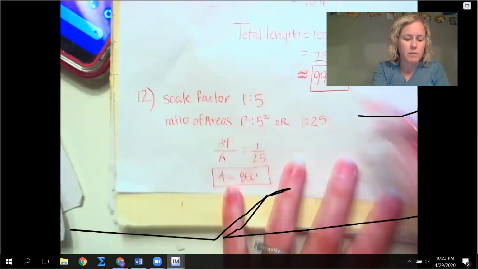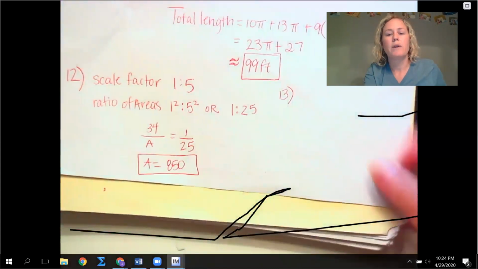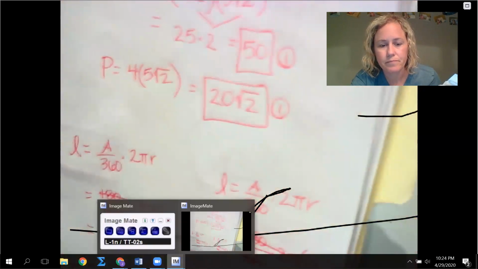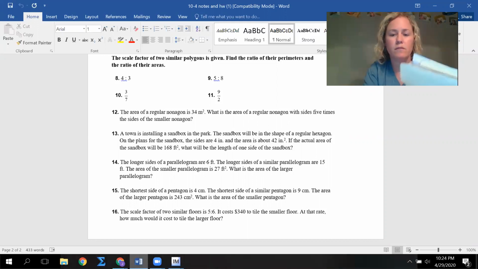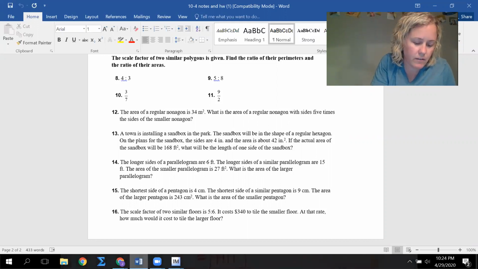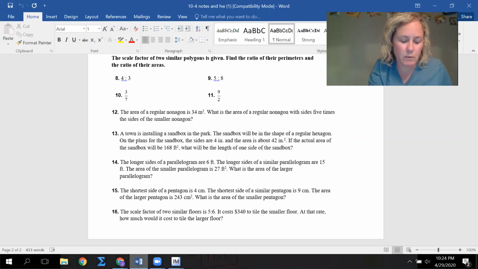And then I'm also gonna do number 13, and then we're gonna call it a night, call it a day, whenever you watch this. Okay, so number 13, it says a town is installing a sandbox in the park. The sandbox will be in the shape of a regular hexagon. On the plans for the sandbox, the sides are 4 inches and the area is about 42 inches squared. I just jot that down really quick. Okay, and then the actual area of the sandbox will be 168. It wants to know what's the length of one side of the sandbox.